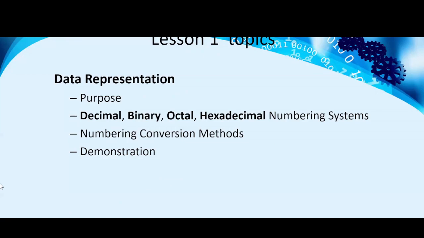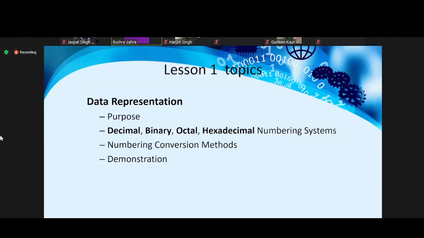So we talked about the binary, decimal, octal, and hexadecimal number systems. Decimal is the base 10 number system, and binary is the base 2 number system. Octal is the base 8 number system, right? And hexadecimal is base 16. Very good.